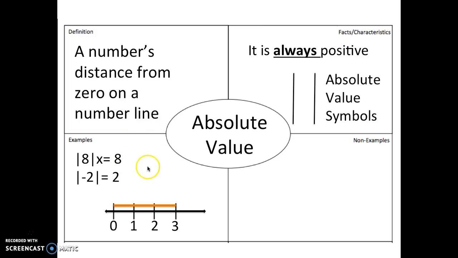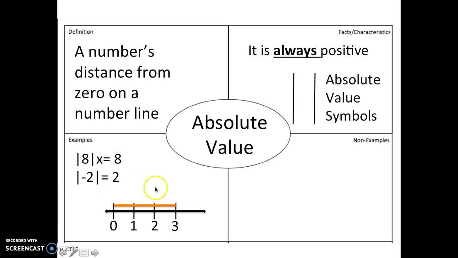So just be careful. One pitfall that people tend to do is try to think of opposites, like absolute value is opposites, and that is not true because as you see, the absolute value of 8 is 8. The opposite of 8 would be -8, and that is not the absolute value. So try not to get that confused.